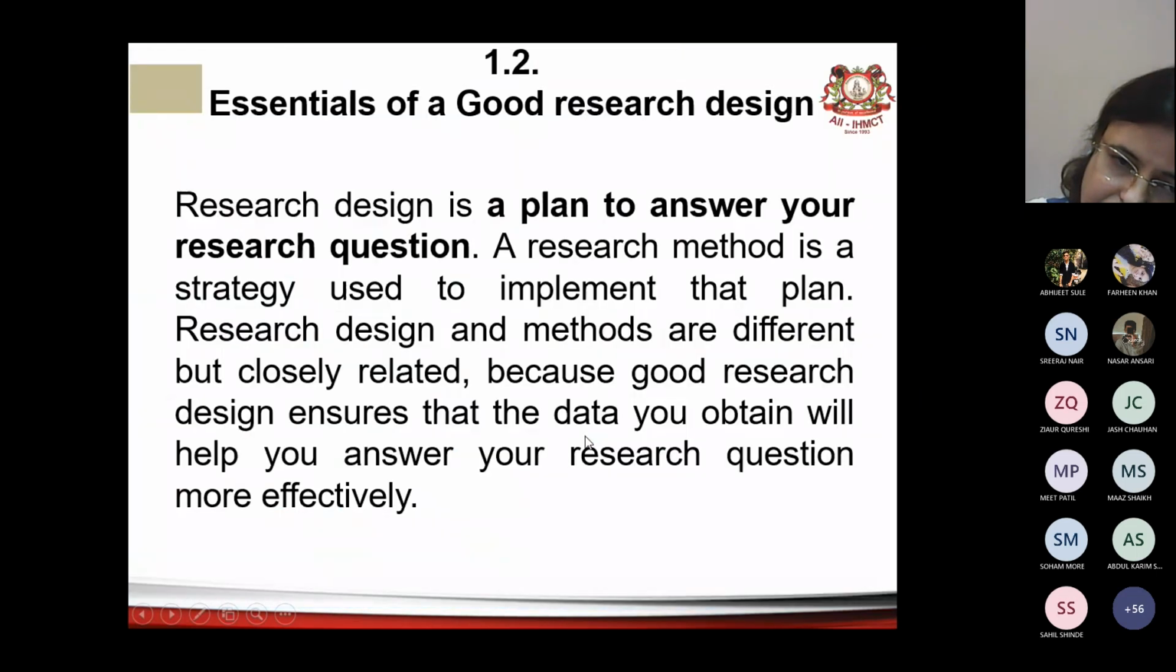Research design is a plan to answer your research question. Repeatedly we are saying that a research method is a strategy used to implement the plan. Research design and methods are different but closely related, because a good research design ensures that the data you obtain will help you answer your research question more effectively. So the whole idea is to get effective data so that you get an effective result or conclusion from it. Otherwise, your entire exercise is futile.